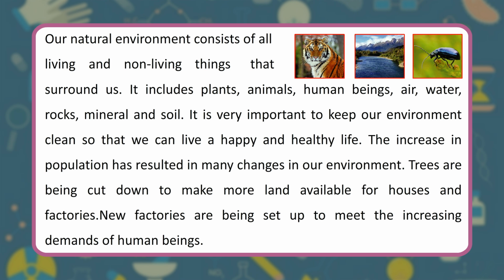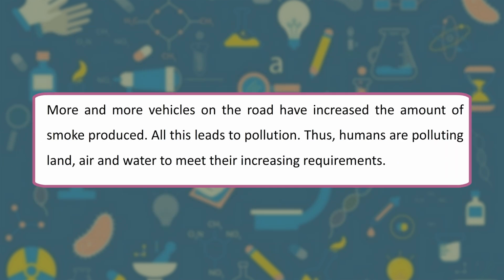The increase in population has resulted in many changes in our environment. Trees are being cut down to make more land available for houses and factories. New factories are being set up to meet the increasing demands of human beings. More and more vehicles on the road have increased the amount of smoke produced. All this leads to pollution. Thus, humans are polluting land, air and water to meet their increasing requirements.